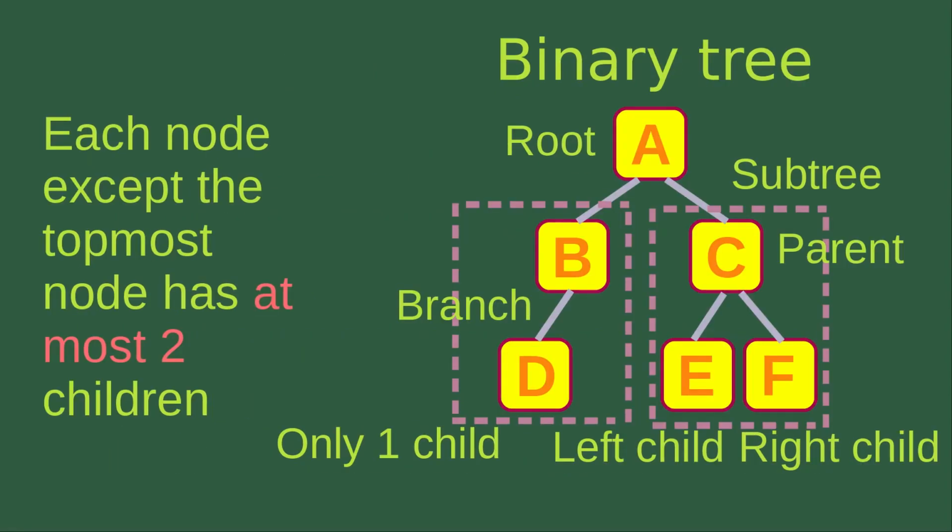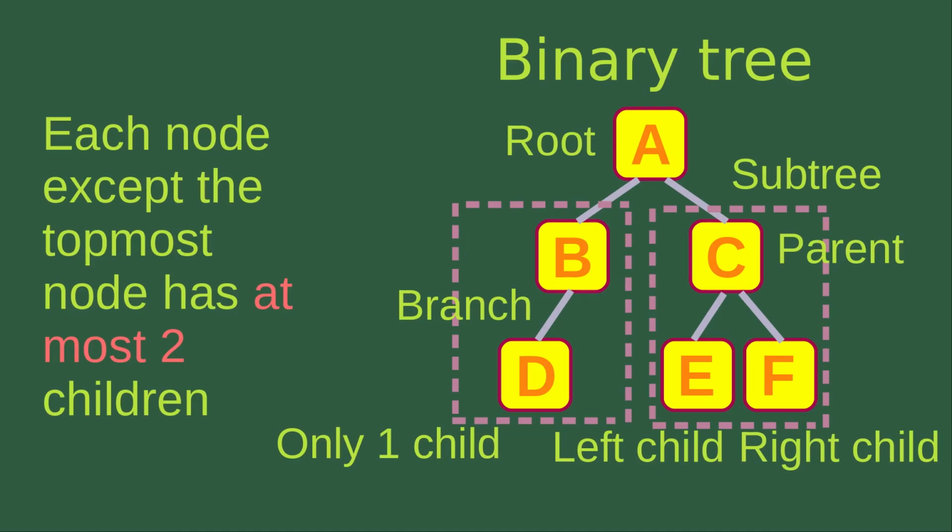Before we talk about the heap sort process, we need to understand some terminology. The first thing to talk about is a binary tree. A binary tree is a data structure such that each node, except the topmost node, has at most 2 children. So we can see the binary tree on the right hand side. We have the root being the element A, and from this root we can extend at most 2 children. So A can extend 2 children, B and C.